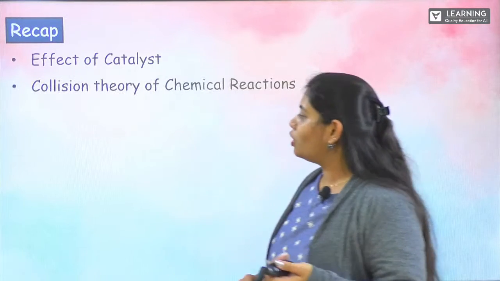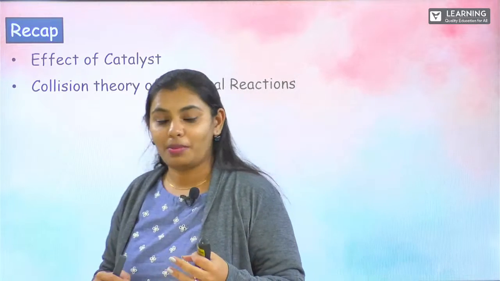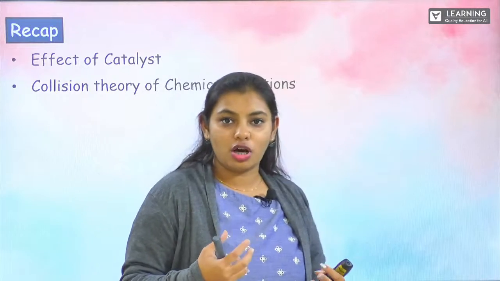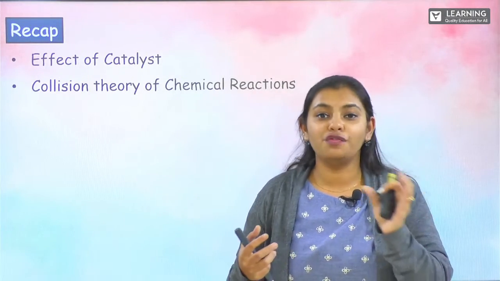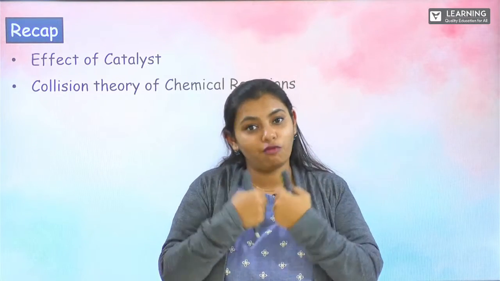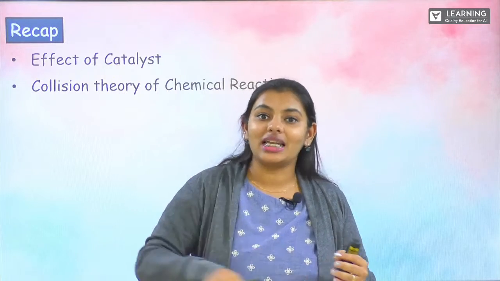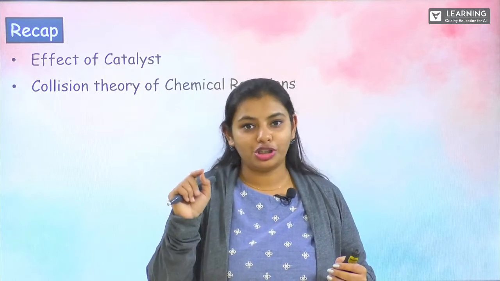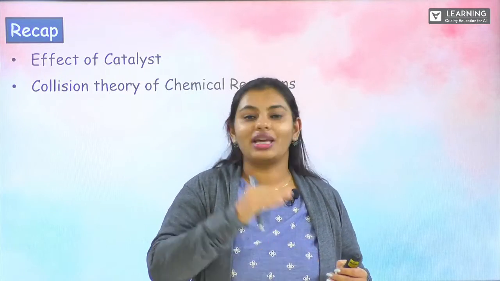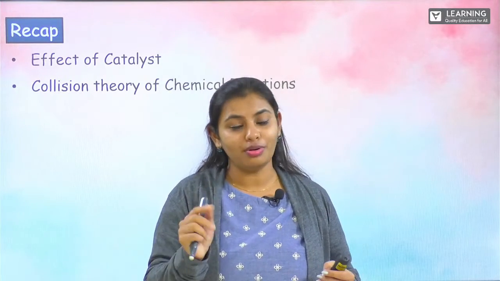And we also saw the collision theory of chemical reactions. What was this collision theory based on? Collision theory was based on collision frequency, as in how many effective collisions were taking place per second per unit volume in the reaction mixture. That is the collision frequency. If the collision frequency is high, then the rate of the reaction also increases in a similar way. They are directly proportional to each other.